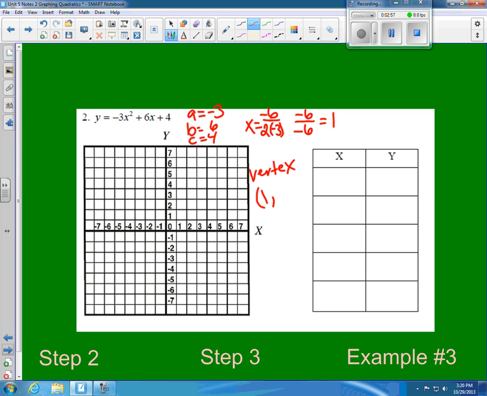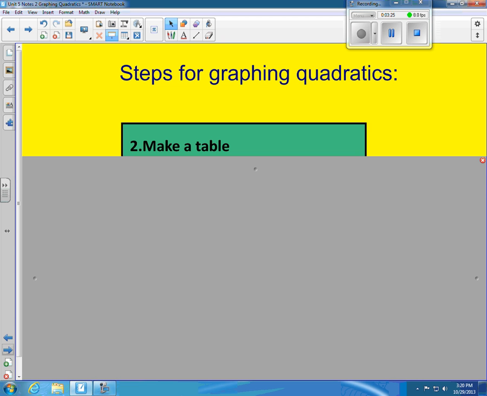Now we're going to plug that 1 back in to find our y. So -3 times 1 squared plus 6 times 1, that's 6 plus 4. 1 squared here gives us 1, so we're going to ignore that. -3 plus 6 plus 4 is going to be 7. So we have our vertex. We've completed step 1 for graphing our quadratics. Nothing new here. So let's go to step 2.